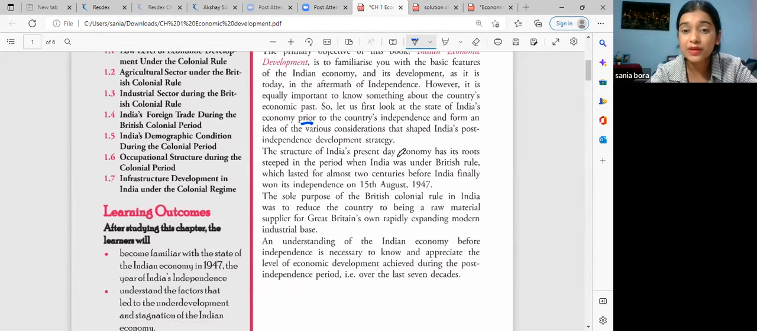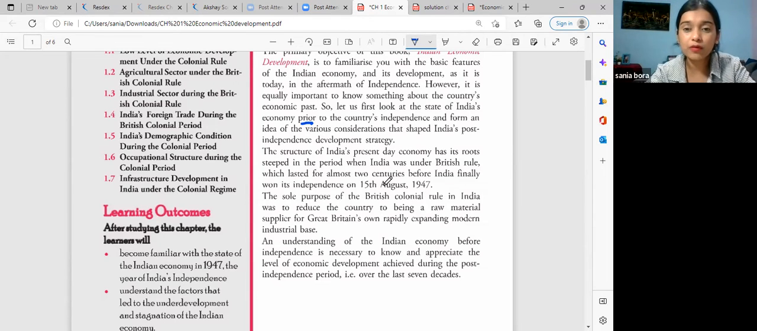The structure of India's present day economy has its roots steeped in that period. Whatever India is today is related to the past. For example, you are getting 100 on 100 today in your exam. What is the reason? You were studying and worked really hard in your past. That's why you got 100 on 100 today. Similarly, whatever development India has achieved, earlier India was facing issues, and slowly India developed. That's why the condition of India right now is because of the past.